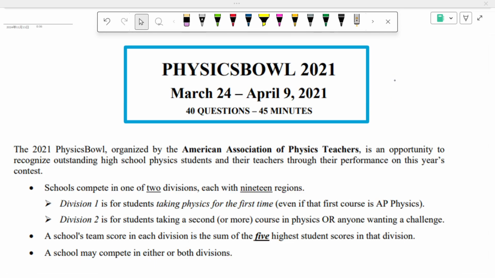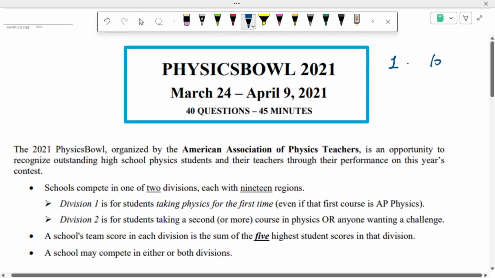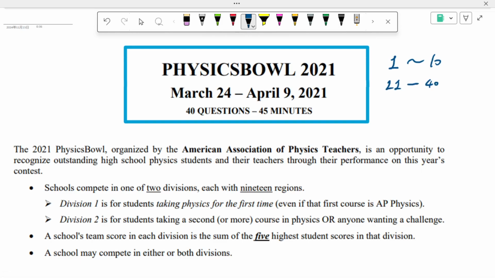Let's check the form of this contest. You have 40 questions to answer, but we have two divisions. In the paper we have altogether 50 questions. The first 10 are for Division 1 only, from the 11th to the 40th are for both divisions, and the last 10 questions are for Division 2 only. The question I'm going to talk about today is number 33, which means this is a must-do for all the students.